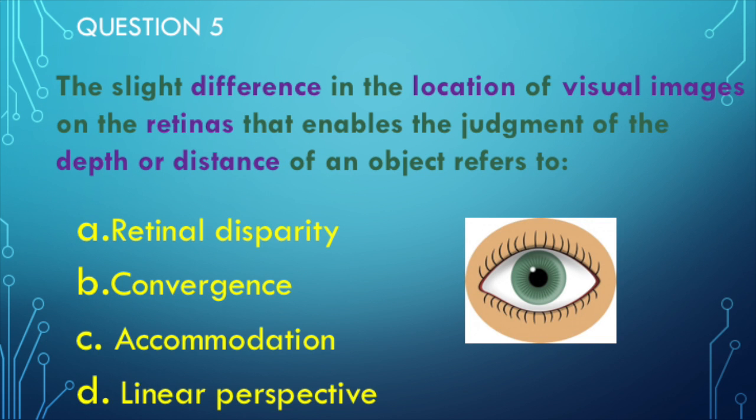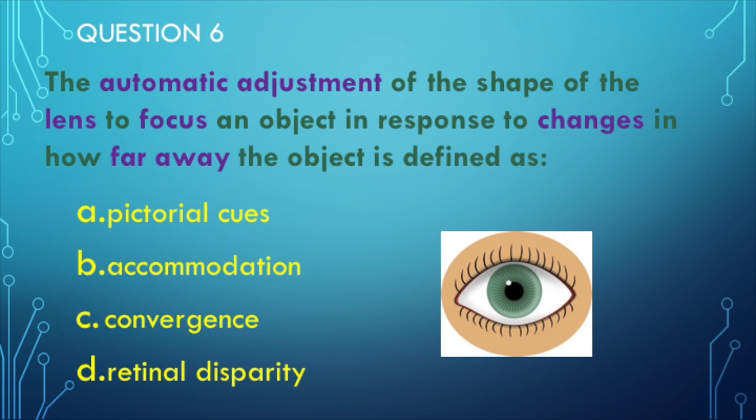Question 5. The slight difference in the location of visual images on the retinas that enables the judgment of depth or distance of an object refers to retinal disparity, convergence, accommodation, or linear perspective. Question 6. The automatic adjustment of the shape of the lens to focus on an object in response to changes in how far away the object is defined as pictorial cues, accommodation, convergence, or retinal disparity.